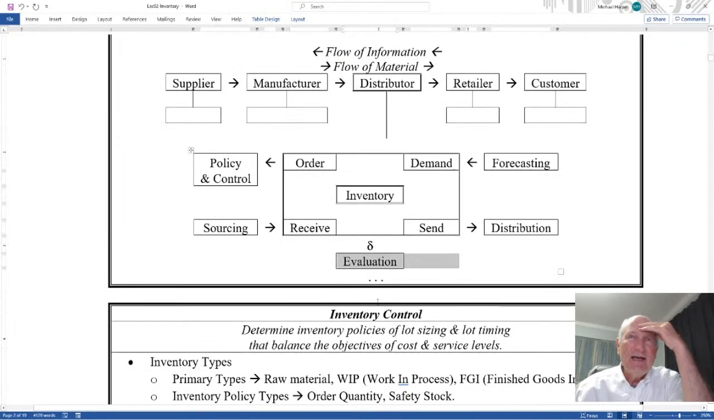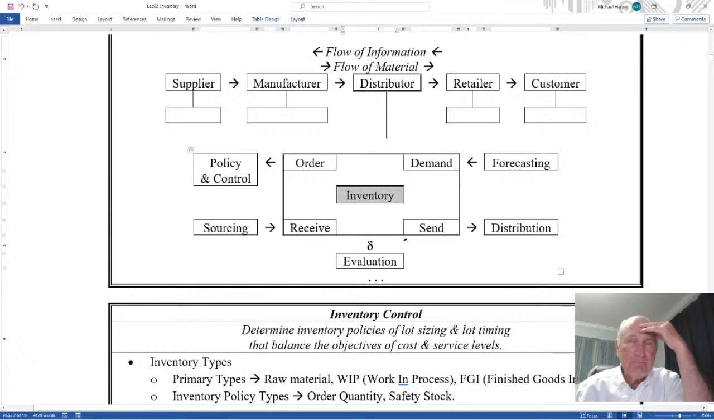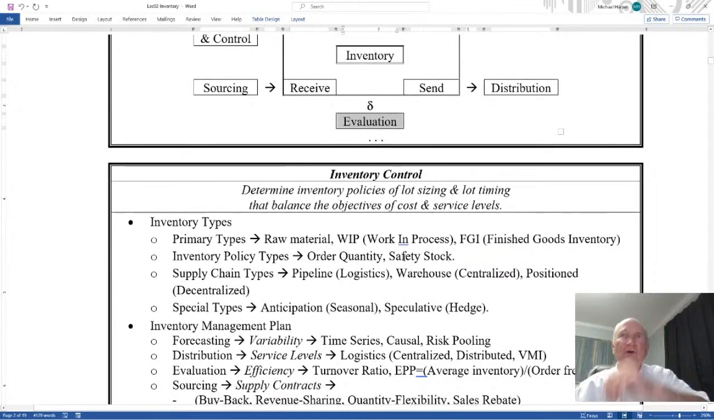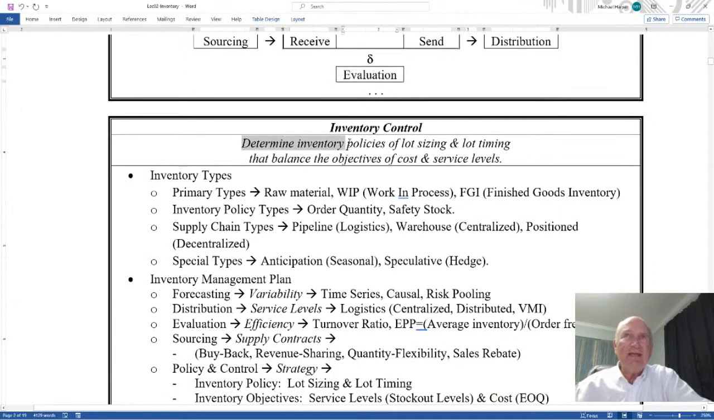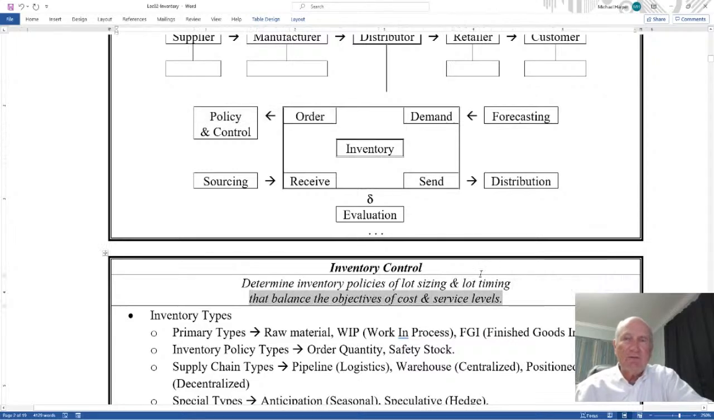Coordinated and evaluated. Today, I'm going to focus on the policy and upstream, a little bit on forecasted demand, but mostly upstream, and then we'll look at some of the inventory analysis and evaluation. So there's the 5 things we're looking at: upstream, downstream, and analysis. Okay, inventory control. Inventory control determines the inventory policies of lot sizing and lot timing. That's going upstream, that balance the objective of cost and service levels. There's where the balance comes in, or the trade-offs.